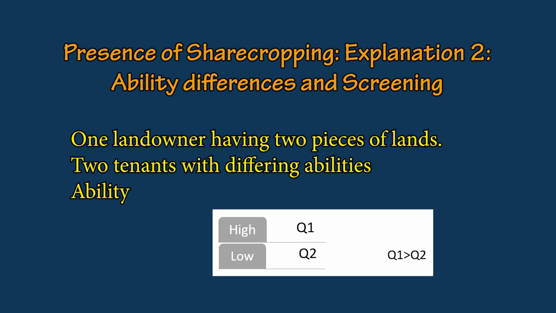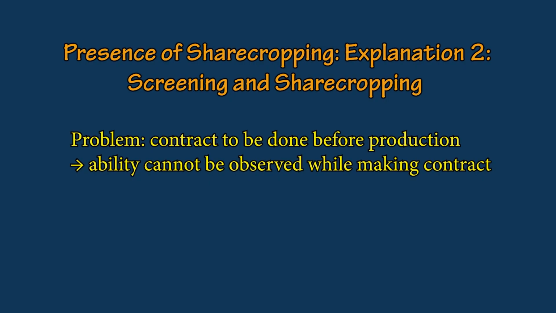The higher ability is expressed in terms of the capacity to produce output, and in case of high ability, this capacity is equal to Q1. On the other hand, the low ability tenant will be capable of producing output Q2, which is obviously less than Q1. The problem in this case will be that the contract between the landowner and the tenant has to be made before production, but the ability can be observed only after the production is performed. So, while making the contract, the abilities of the tenants are unobservable.